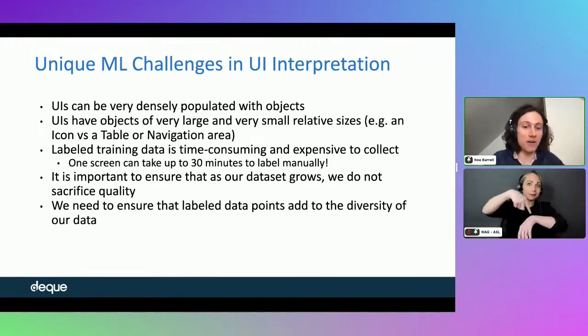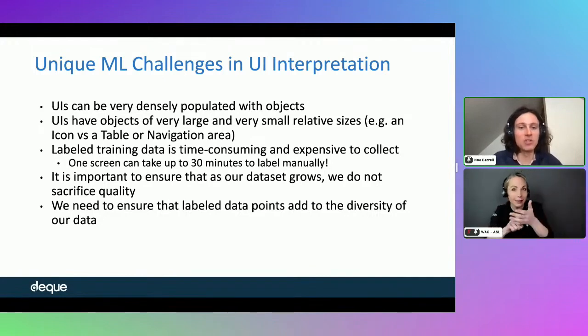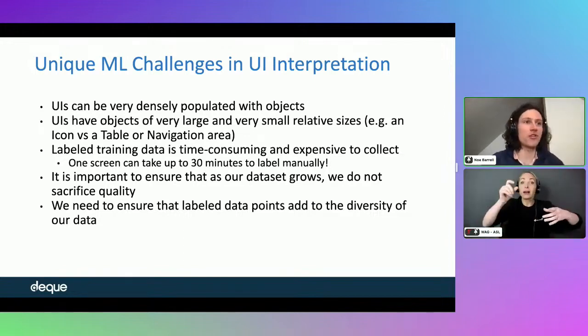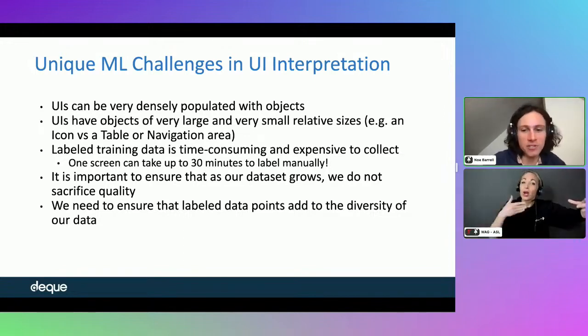And also it's very important to ensure that as our data set grows, we do not sacrifice quality, because it's very easy to just add a bunch of low quality data and then just train on it and hope for the best, but your algorithms are going to suffer if you do that.